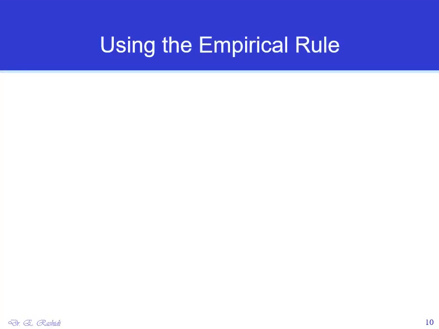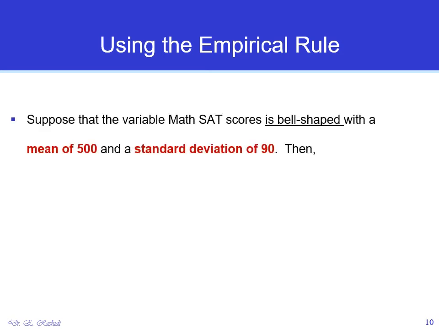Let's see an example of an application of the empirical rule to see how magical this rule can actually be. Suppose we have a group of students that have taken the SAT, and we know that the frequency distribution of the SAT scores for these students is bell-shaped. And the average of these scores is 500 and the standard deviation is 90. That's all you need to know.